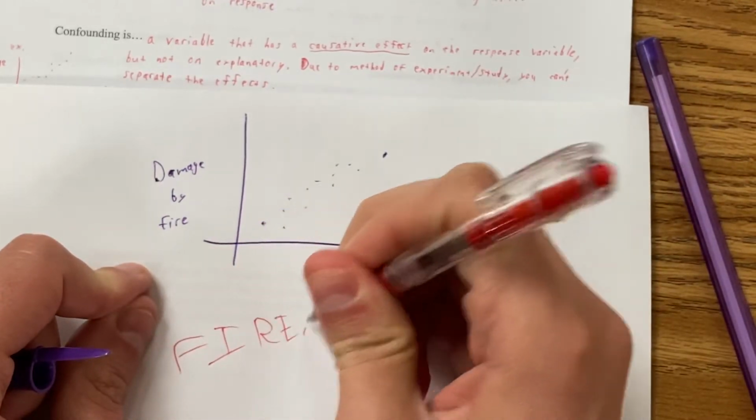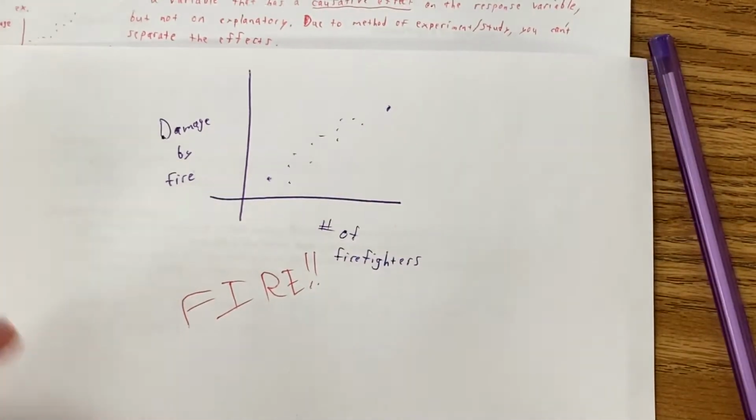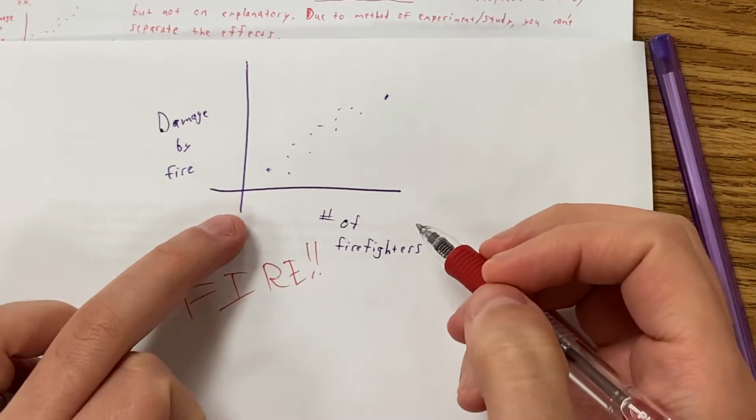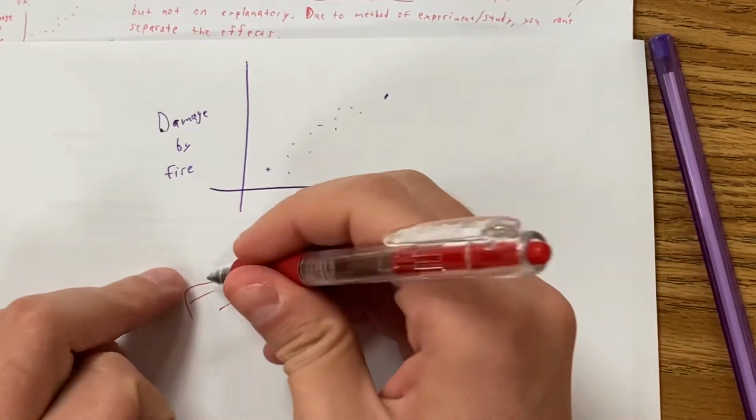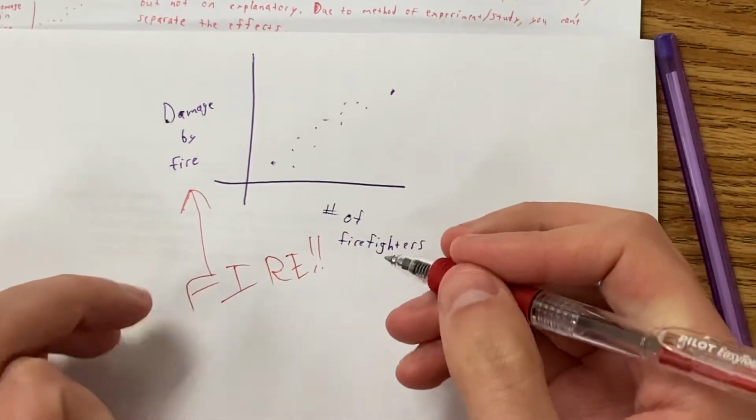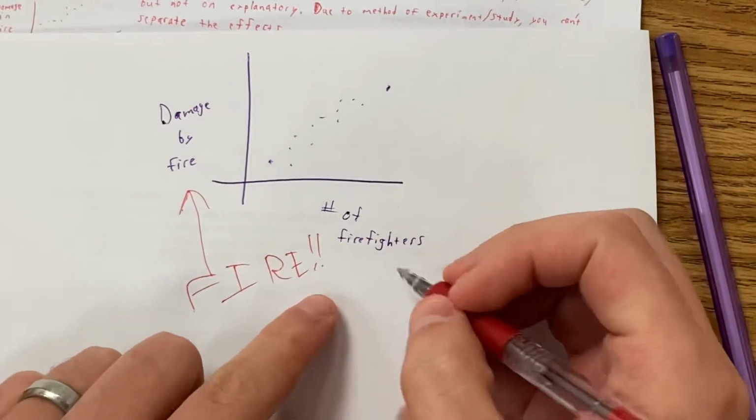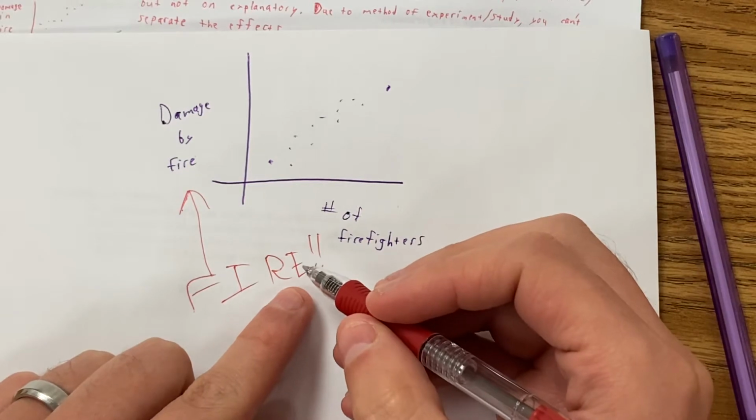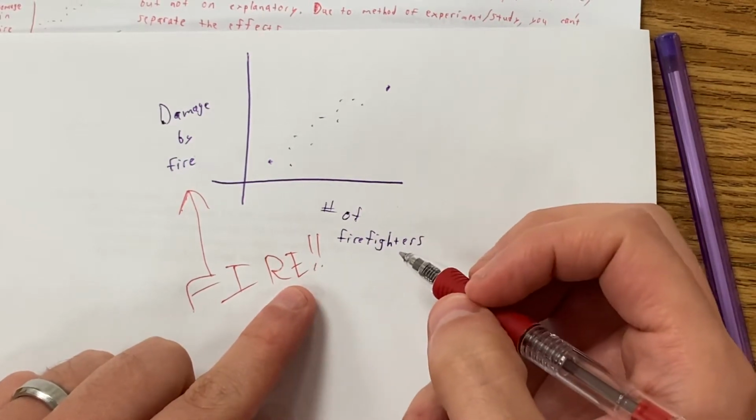So the fire is what we're talking about here with confounding. It's how big the fire is. If you have a big fire, then there's going to be a lot of damage, right? This fire is going to cause the damage. But fire does not cause firefighters, right? If you have a big fire, that is not going to make more firefighters show up.